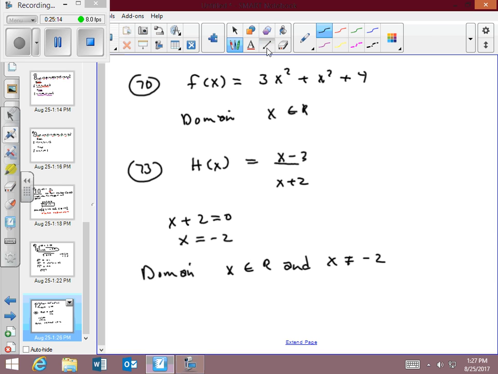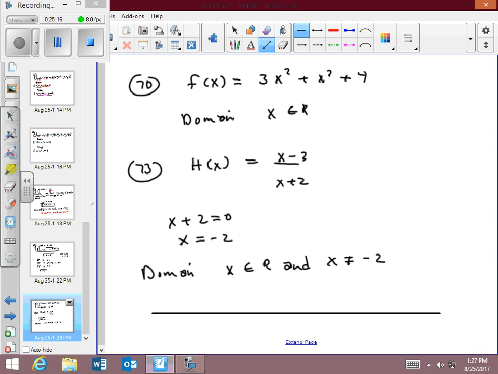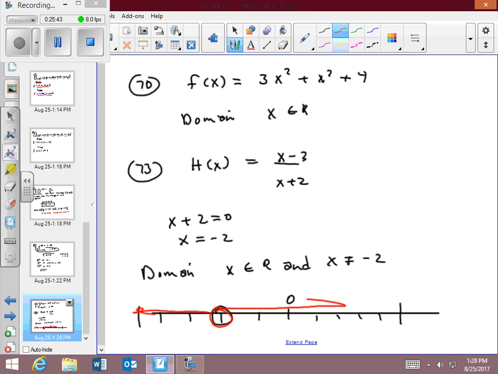If you had a number line and you were going to graph this solution, it would look like this, if this were 0, then you'd go down here at minus 2 and circle it, indicating that it's not in, and you'd say every other number on that real number line, except minus 2.